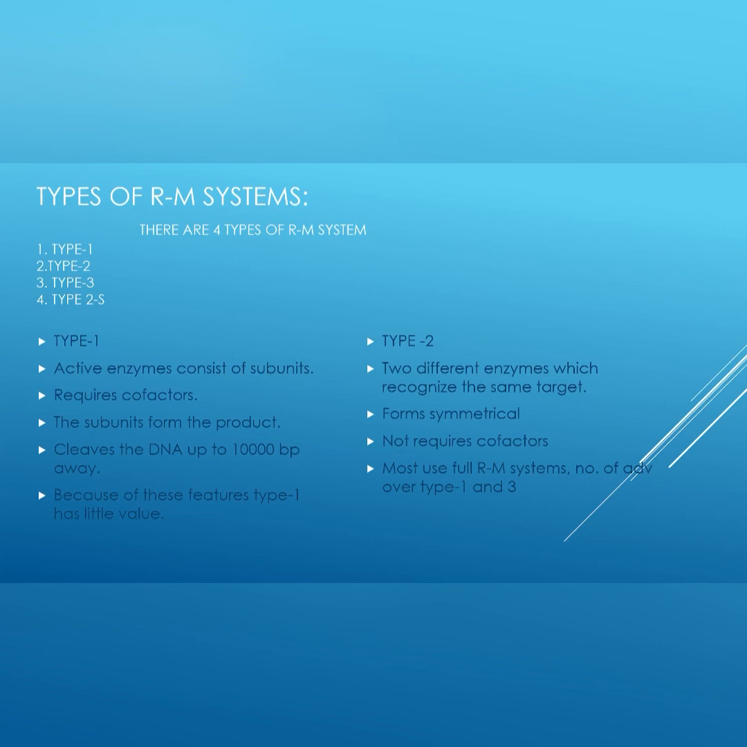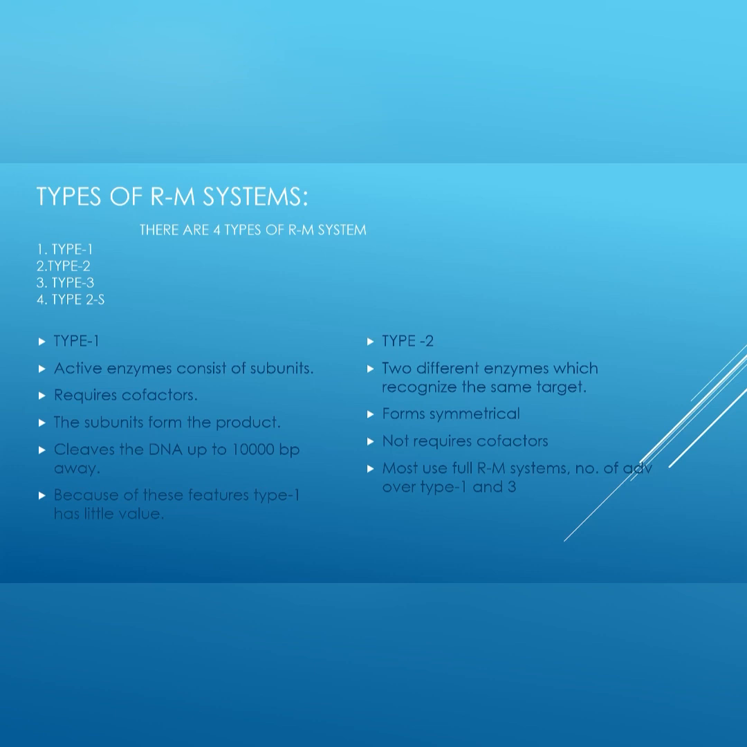These subunits are the products of HsdR, HsdM, and HsdS. The methylation and cutting reactions both require ATP and S-adenosyl methionine as cofactors. These features mean that type 1 systems are of little value.